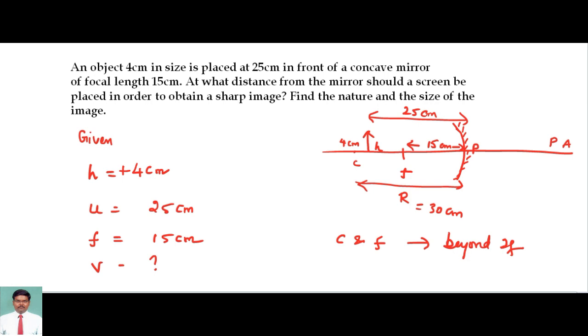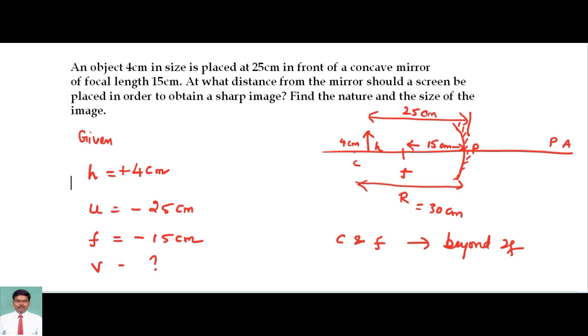Next one is u. u is the object distance. Object distance will be equal to 25 centimeters, and all distances should be measured from the pole. And if we measure from the pole to the left side, it will be taken as minus. If we measure to the right side, then it is taken as plus. So here it's going to be minus 25 centimeter, and the focal length is also on the left side, so that will be equal to minus 15 centimeter.